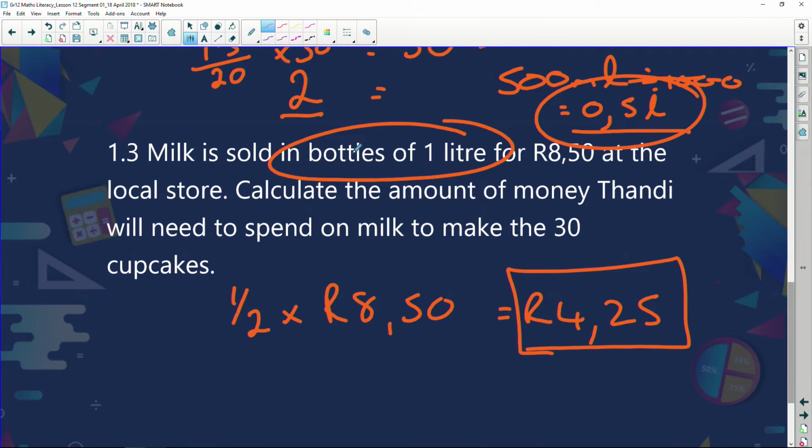So in the shop that I go to, I say, listen, guys, I need to buy milk. And they say, how much milk do you want? And I say, I need half a liter. And they say, eish, that's a problem, eh? Because we only sell our milk in 1 liter bottles. So I've got to buy a whole liter.